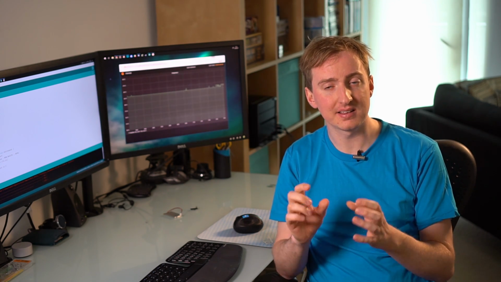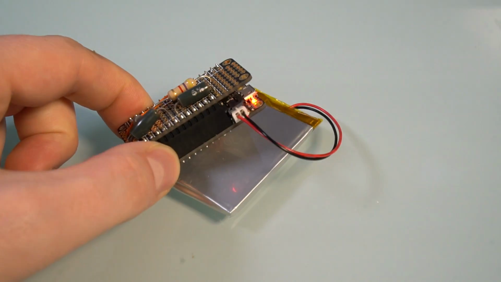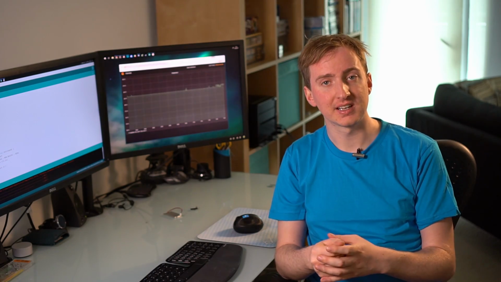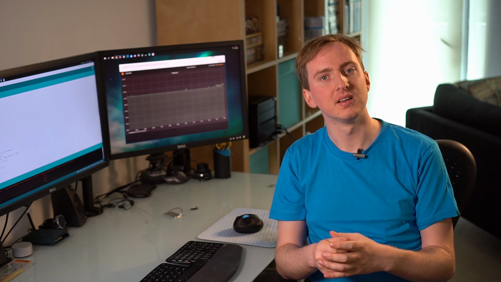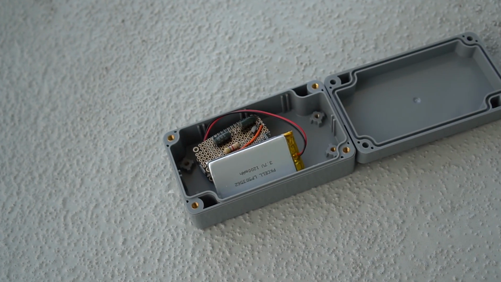You can take a tiny lithium polymer battery and plug it into the side. Not only can it take the battery and rectify it to a useful voltage, it can also recharge the battery over USB. So you can take the whole unit, circuit board and battery, and put it into a small box, and then just plug it into USB every so often to recharge it.